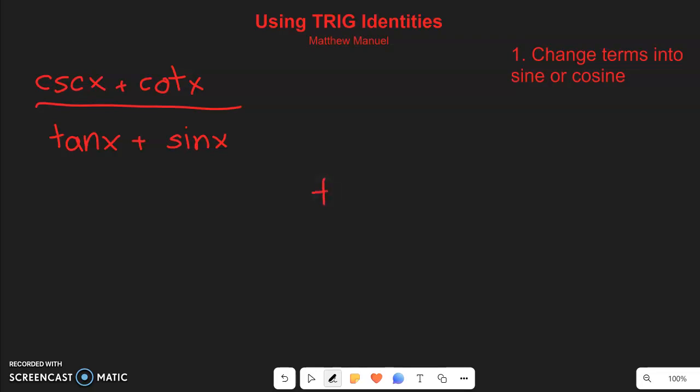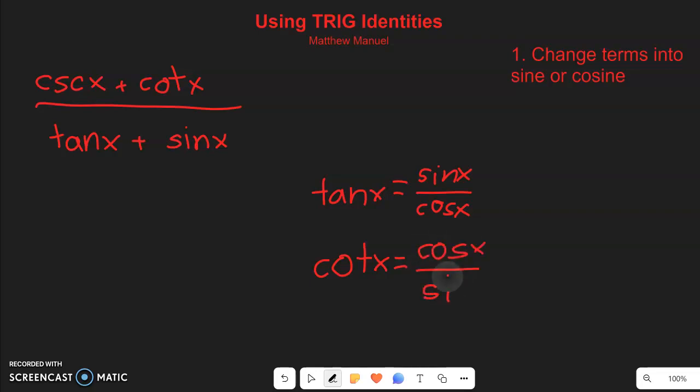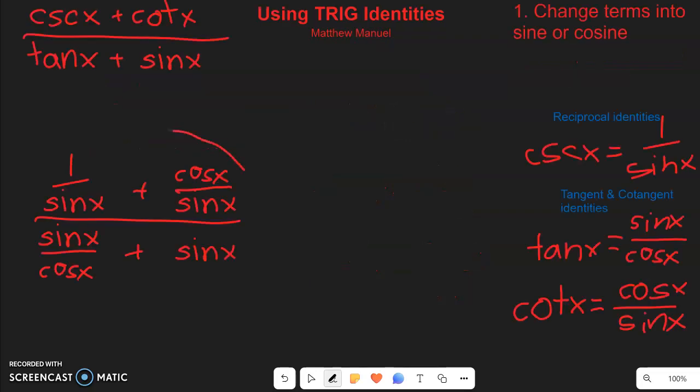We know that tangent of x is basically sine of x over cosine of x. And since we know that cotangent is the reciprocal of tangent, the same is true. Using our knowledge of reciprocal identity, we know that cosecant of x is basically 1 over sine of x. Now we have our new expression.